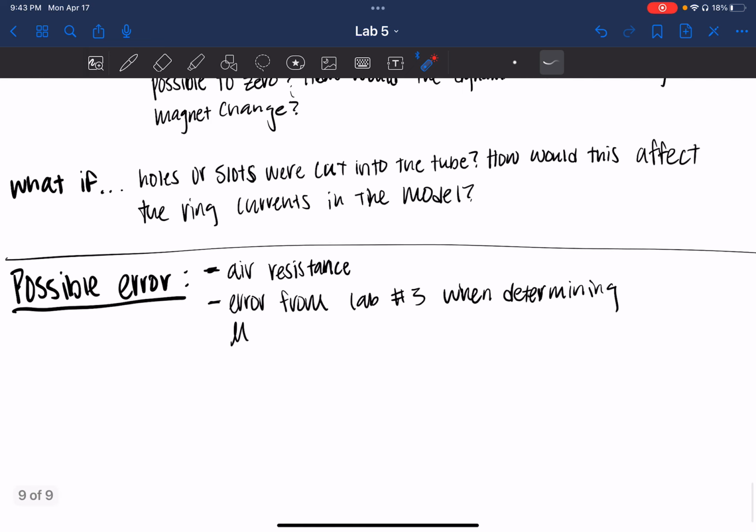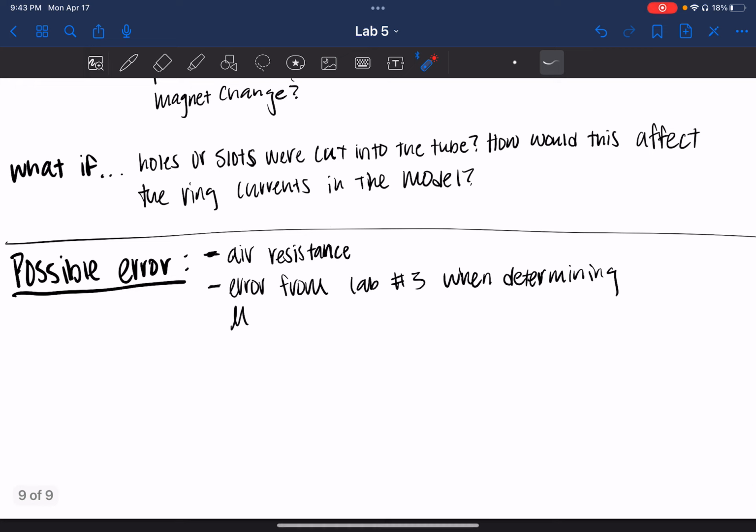And then some possible errors are air resistance, and then error from lab 3 when we were determining the mu of the bar magnet.